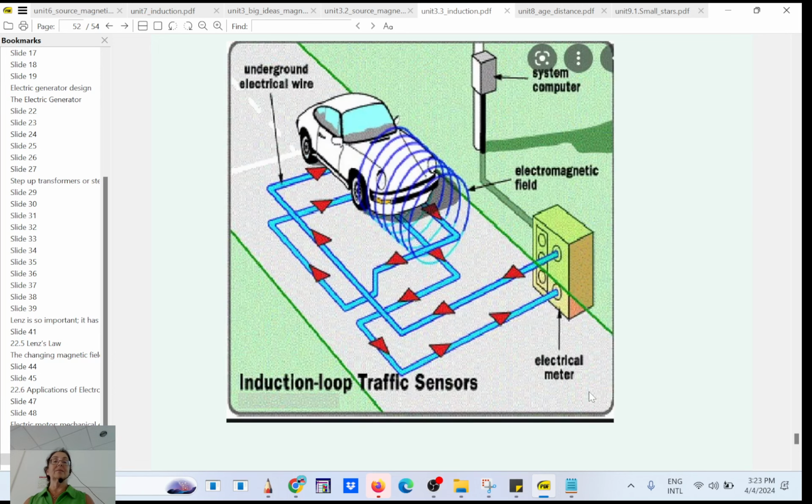Okay, it's because of Lenz's law. This is induction as well. It's when you want to control the traffic here. You can count how many cars pass by. Okay, because somewhere here underneath you're going to have a coil. And when you go through here, there will be current induced in the chassis of your car, and then it will slow down the collapsing of the magnetic field, say. So it's all electronics.